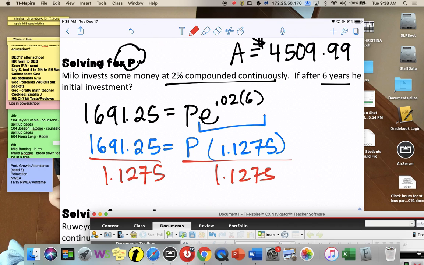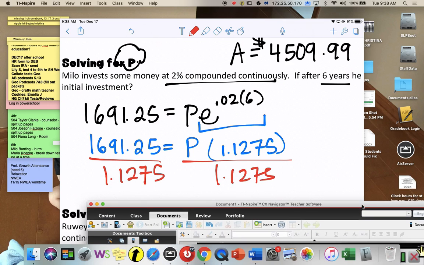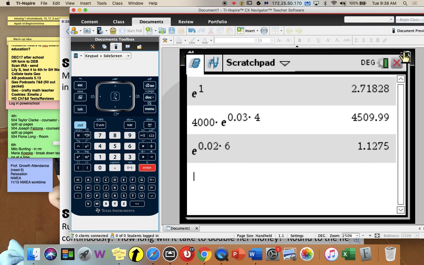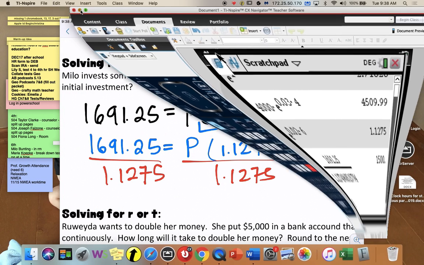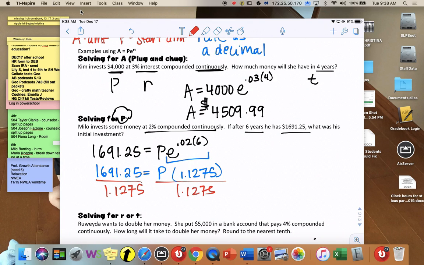Okay, so in my calculator, here's how you can do it more accurately, especially if you have a repeating decimal. So you can do 1691.25 divided by, and instead of typing in this, I'm going to hit Control negative, and that will type in the last answer. This is handy so you don't have to round, and it gives you a more accurate answer. And here's the answer, 1,500. So the starting amount was 1,500. So we have 1,500 equals P. There was the starting amount before the 6 years was up.